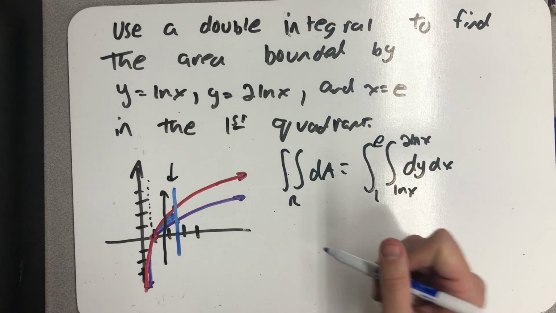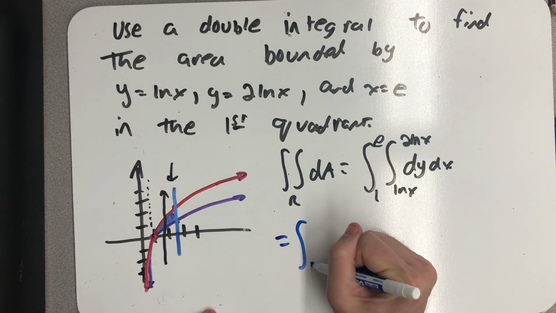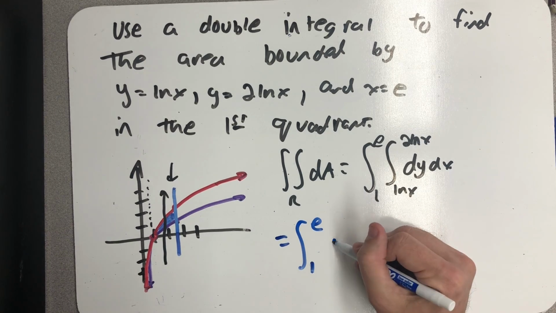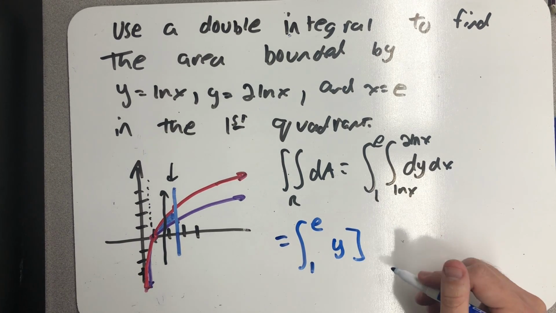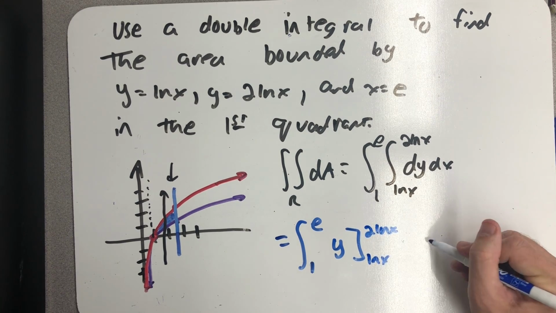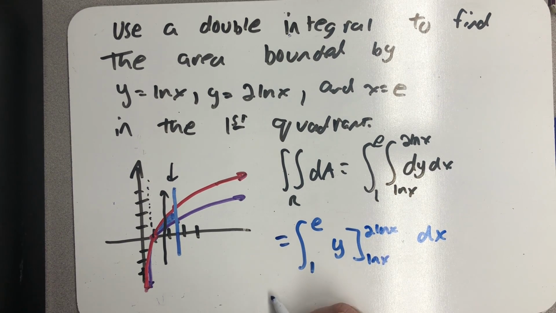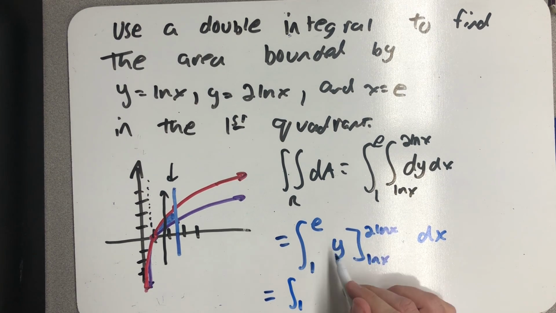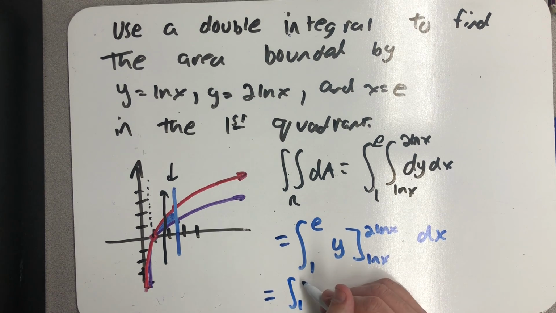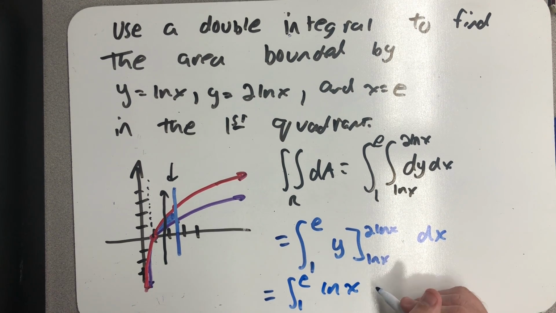When I'm doing one of these double integrals, I always enjoy the fact that after the first round of integration, I simply have a calc 2 problem. So I have y evaluated from y equals the natural log of x to 2 times the natural log of x, and I'll end up taking a derivative with respect to x. And then finally, let's see, 2 times the natural log of x minus the natural log of x is the natural log of x. So I need an antiderivative of the natural log of x.